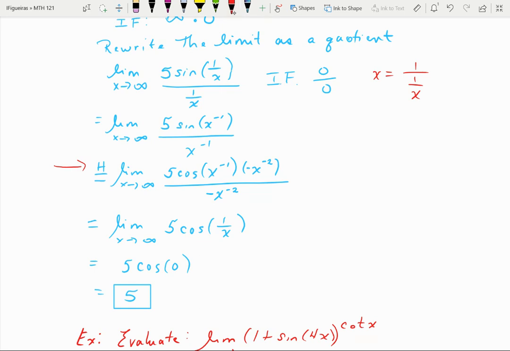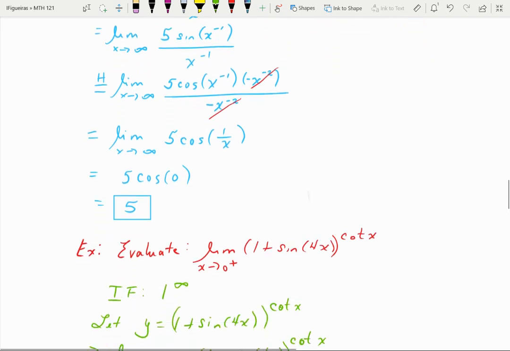But something interesting happens here. The negative x to the negative 2 cancel each other out. So I'm left with this limit. I have the limit as x approaches infinity of 5 cosine of 1 over x. And here you can apply direct substitution. As x approaches infinity, 1 over x goes to 0. So I have 5 times the cosine of 0. Cosine of 0 is 1. 5 times 1 gives you a limit value of 5.